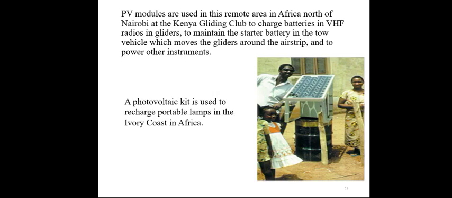Here, PV modules are used in this remote area in Africa, north of Nairobi in Kenya. The gliding club uses them to charge the batteries in VHF radios in gliders, to maintain the starter battery in the tow vehicle, which moves the gliders around the airstrip, and to power other instruments. A photovoltaic kit can be used to recharge portable lamps in the Ivory Coast in Africa.